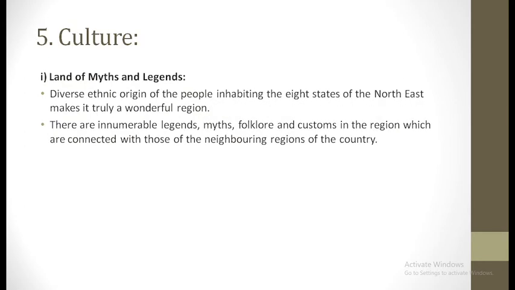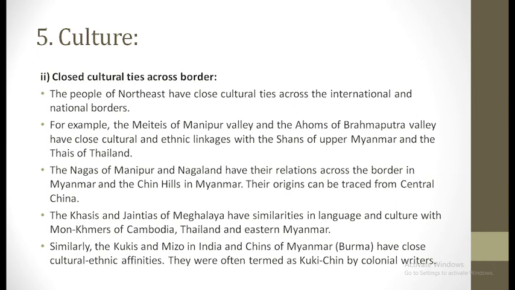Now, let's come to culture. The Northeast region is first a land of myths and legends. Since there are so many ethnic communities living together, there are also so many myths, legends and traditions in the region. There are also close cultural ties across borders or even within the border.